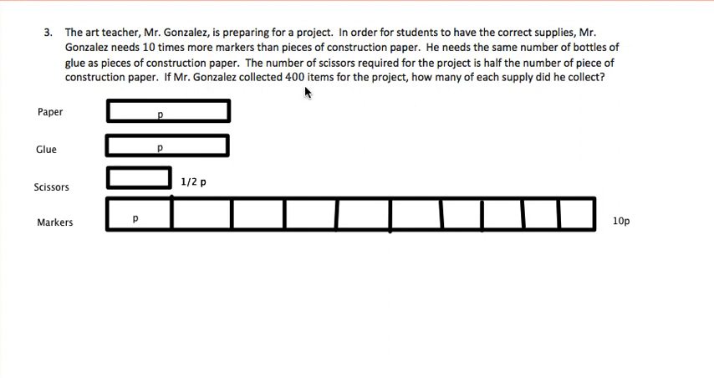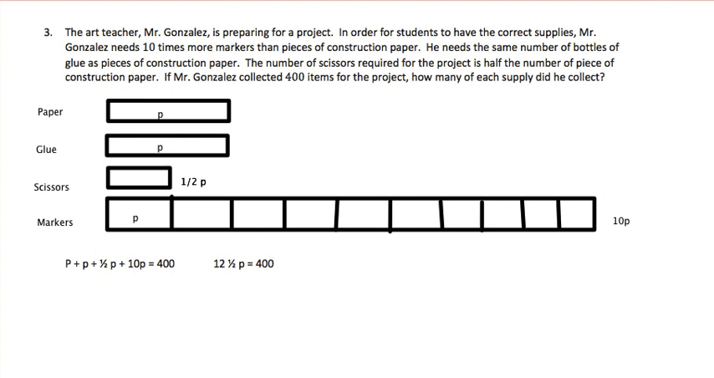Altogether, we know he has 400 items for the project. So now we're ready to write the equation, which would be P plus 1/2 P plus 10P. And that is all equal to 400. We'll need to combine those like terms. We have 1P plus another P, which is 2, plus 1/2, which is 2 and 1/2, plus 10, which is 12, and 1/2 times P is equal to 400.